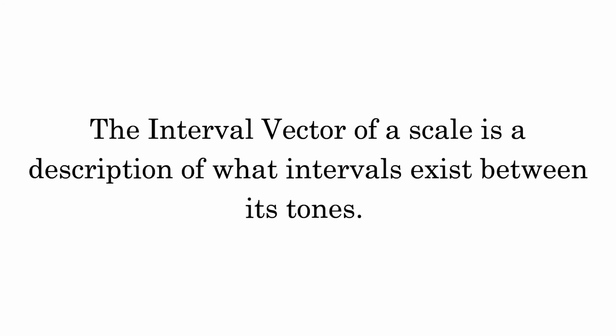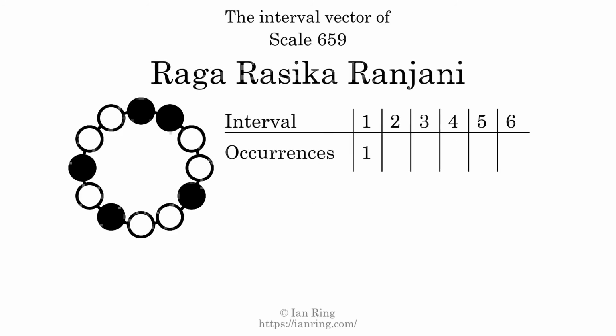The interval vector of a scale is a description of what intervals exist between its tones. There is one interval with a size of 1 semitone. It is here. There is one interval with a size of 2 semitones. It is here. There are 3 intervals with a size of 3 semitones. They are here, here, and here.